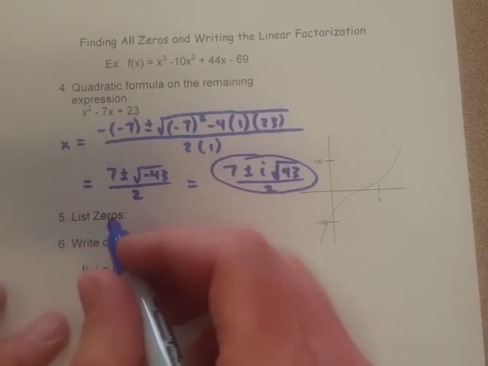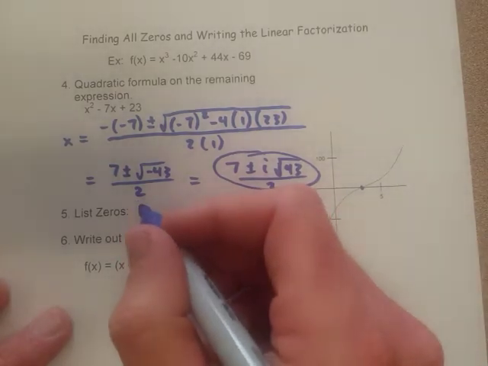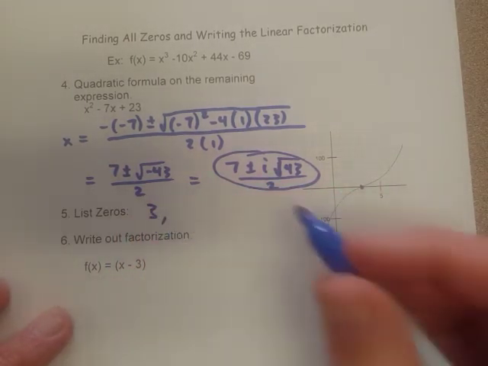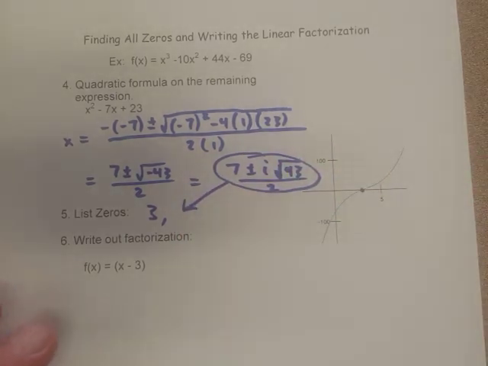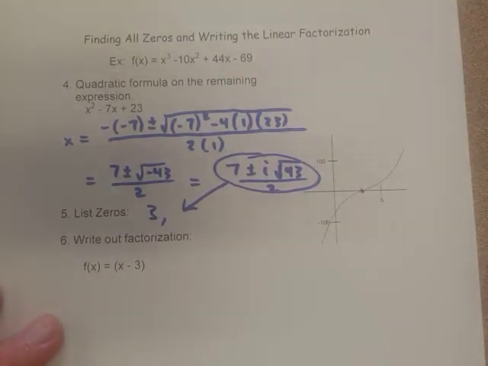Now step 5 I have here as list the zeros. The one that we found on the front side with the synthetic division was just 3. That was our rational zero. And then our imaginaries in this case are going to be those 2. So we have 3 total zeros, which makes sense because it's a 3rd degree polynomial.